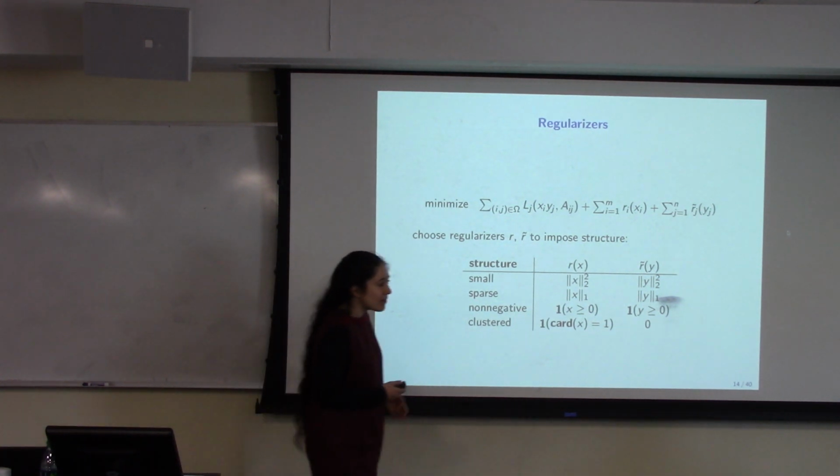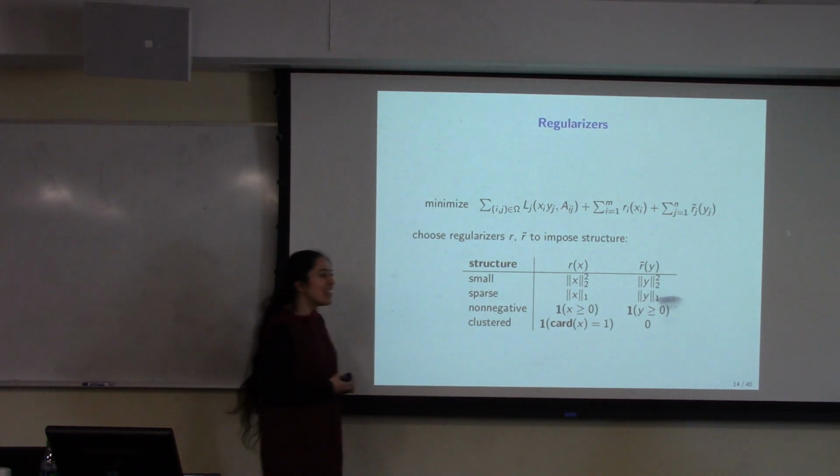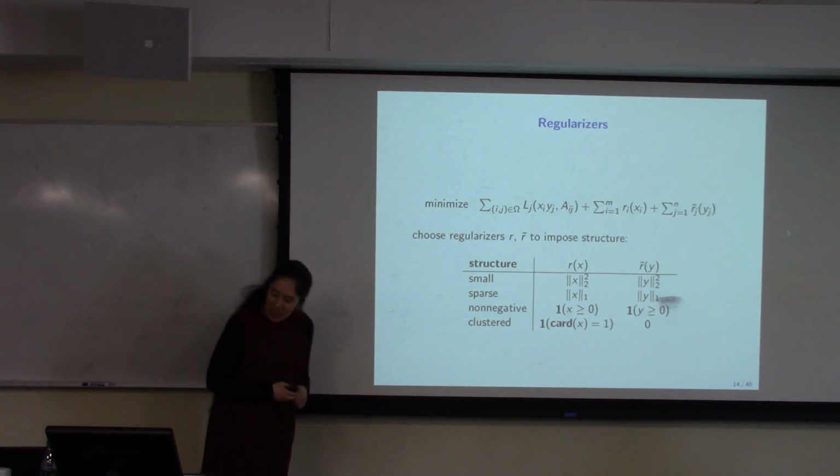Why have you chosen these regularizers to act upon the rows of X and the columns of Y, as opposed to the other way around? Yes. For these choices, it doesn't matter.